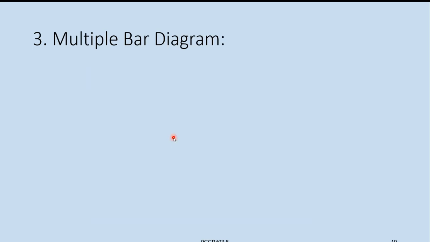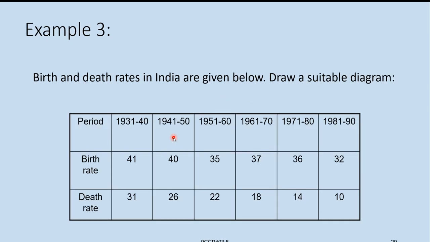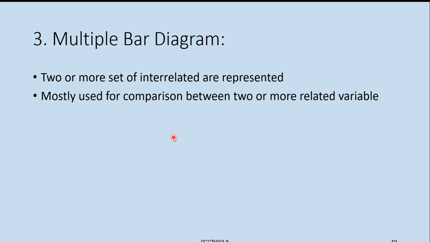Next is multiple bar diagrams. In multiple bar diagrams, we will see two or more sets of interrelated data represented. Two or more sets of interrelated data means two variables which are interrelated can be shown on the graph paper. Mostly they are used for comparing between two or more related variables.